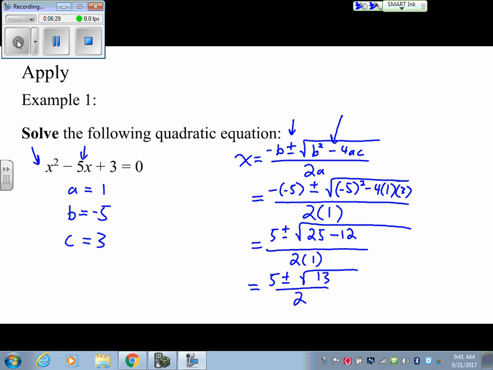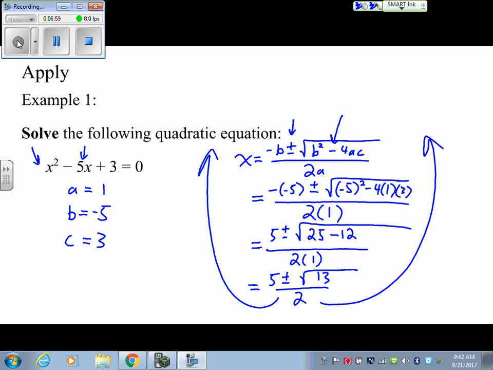Now, as I look at this, a couple things to talk about, plus or minus. So what we want to do is we want to do 2 different expressions now. So we're essentially going to split this off into 2 parts, and I'm going to jump them up here. One where I do 5 plus the square root of 13 over 2, and one where I do 5 minus the square root of 13 over 2. Now, square root of 13. I can square root 9 and get 3. I can square root 16 and get 4, but 13 does not have a whole number square root. It is not a perfect square.